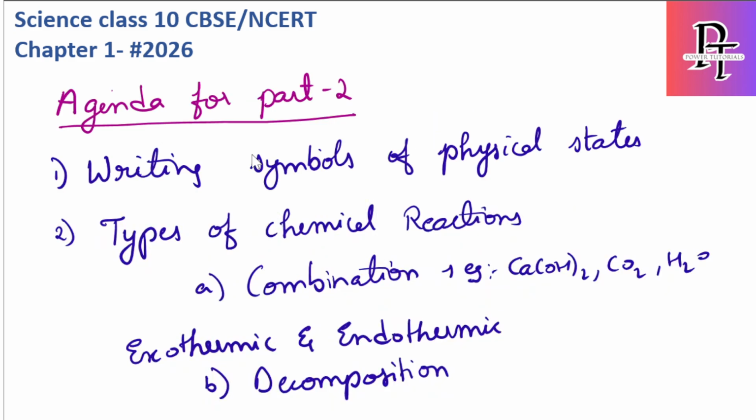The agenda of part 2: the first topic is writing the symbols of physical states. In the previous class we discussed how to write the balanced chemical equation without any symbols. Symbols are important, like symbols of physical states: solid, liquid, aqueous. Then we'll start with the types of chemical reactions. The first one is combination, with a few examples, and then we also cover exothermic and endothermic reactions, and if time permits we'll also cover decomposition today.